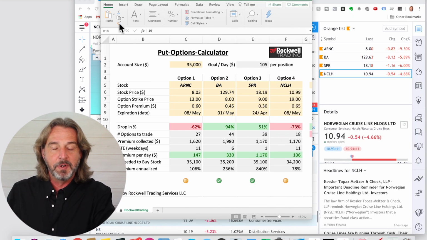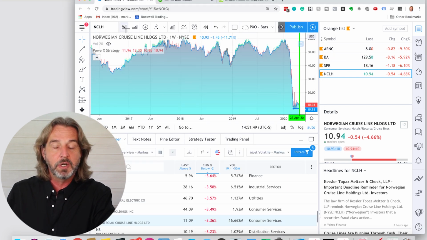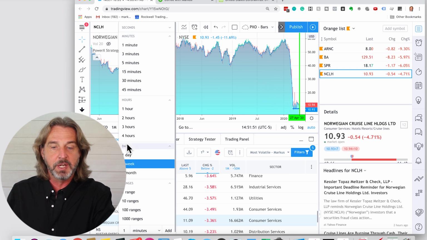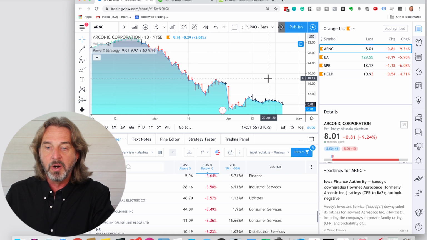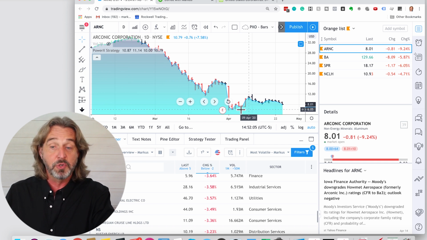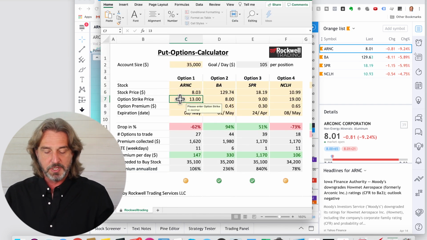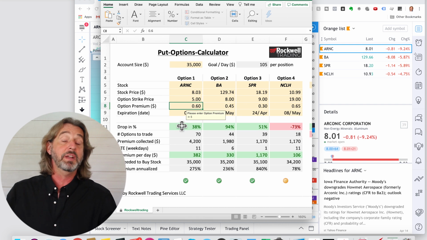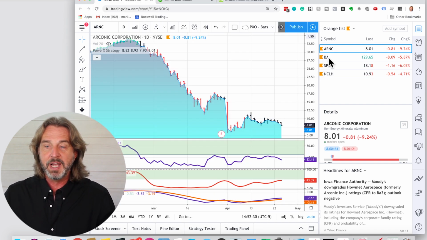Now that we have these 4 stocks, let's actually see if we have some natural support or resistance that we can use here. So I'm switching to a daily chart, and I start with ARNC. And looking at ARNC, it seems that right here at the $5 level, there is some natural support. So we didn't dip below the $5 level. Roughly, I put in the strike price here of $5, and we see, oh yeah, we can drop 38%. So that's pretty good.